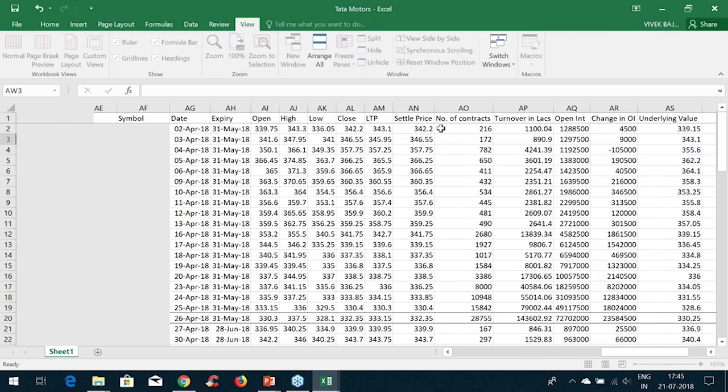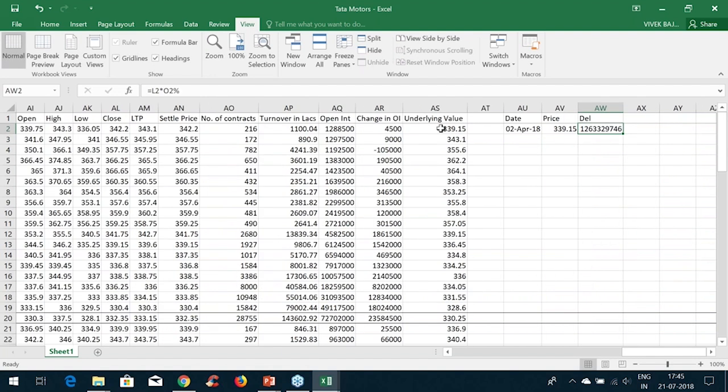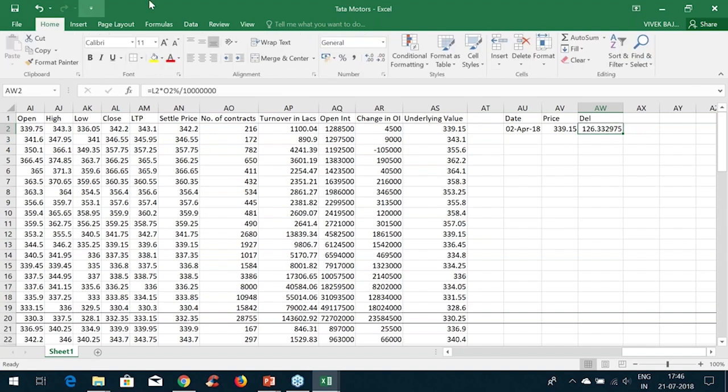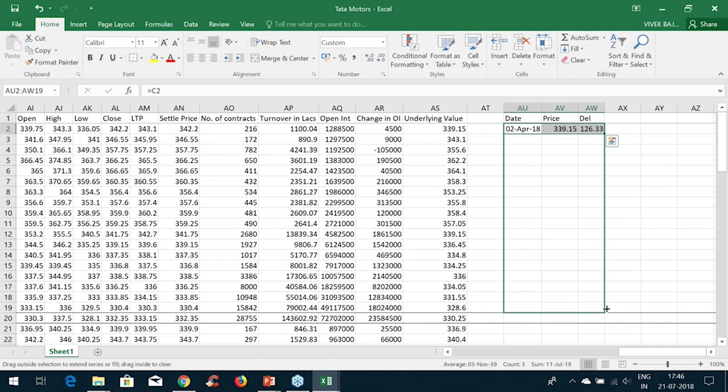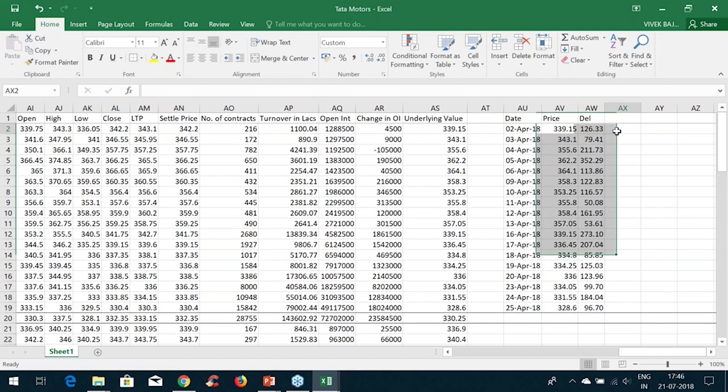तो इससे हमको पता लग गया कि out of the trade which has happened, so much has resulted in delivery. Let me convert this into crores for our better understanding and analysis. So we convert this into crore. So this is in crores. So this stock witnessed almost 126 crore of delivery that day. I can copy this, go down, and I can see which day how much delivery has happened.